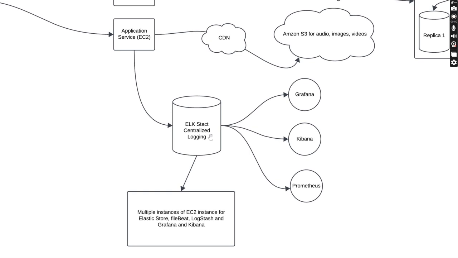ELK stands for Elastic, Logstash and Kibana. Elastic is a database that our application uses for storing the logs. Elastic is essentially a database that works well with text. Logs are generally text, so that's why Elastic is quite suitable for storing text information, which is logs, into the Elastic database.